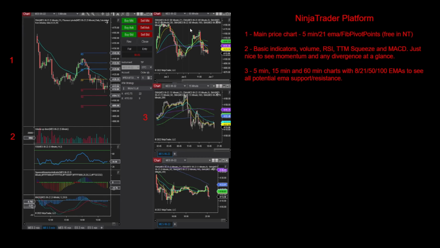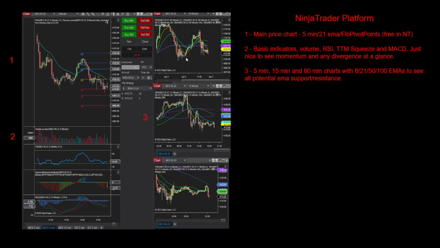Number 3, I just have multi-time frame ES over here. I primarily trade the ES to focus on that and master that. So down here I've got the 5-minute, the 15-minute, and the 60-minute. I will change this to a daily just to get some daily levels too.